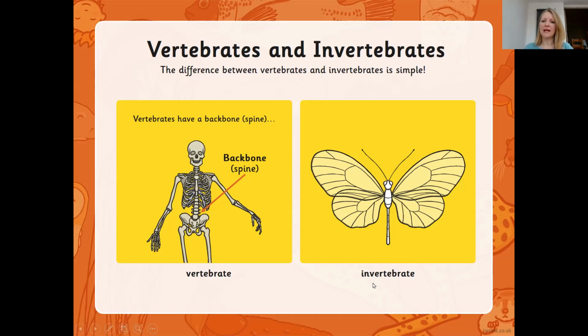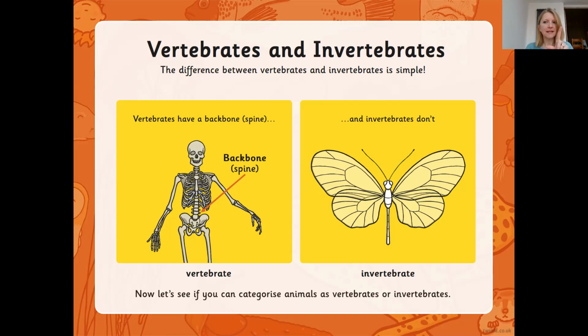Now, this group here are the invertebrates. Can you have a think about what might go into that group and why they are invertebrates? Well, it's quite a simple one again. Invertebrates don't have a backbone. They don't have bones inside their bodies. They don't have a spine. So we've got vertebrates and invertebrates. Vertebrates have got to have bones, a spine, a backbone, and invertebrates don't have a spine or a backbone.